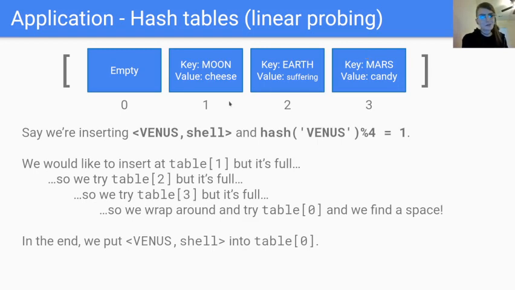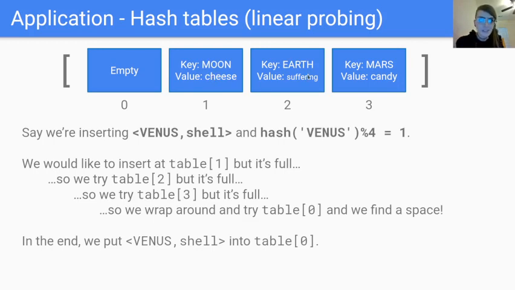So we're inserting Venus with the value shell. Say the hash value of Venus mod 4 is 1. We're doing mod 4 because the table is of size 4. So say it hashes to tell us to look in position 1. We'd like to insert Venus here, but it's full.